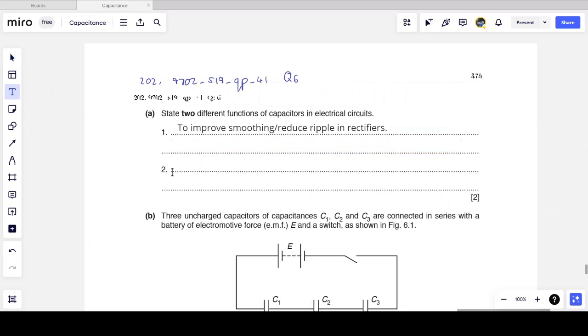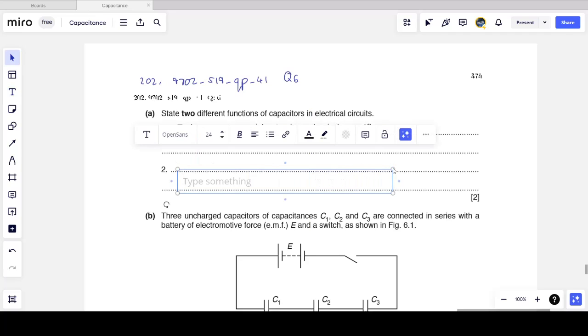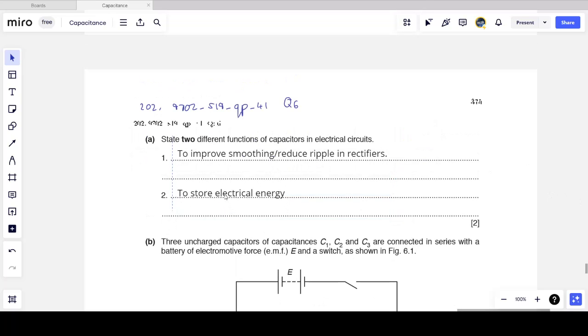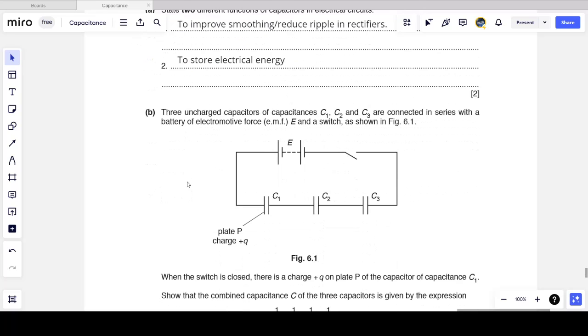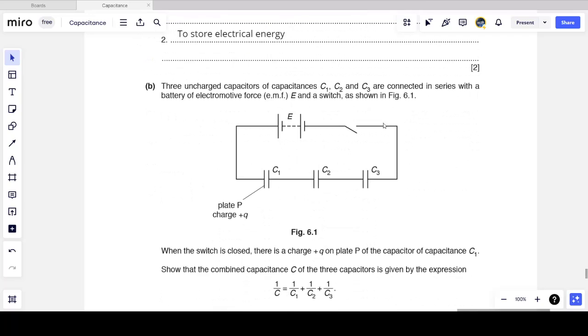And another function of the capacitor will be to store electrical energy, as we do in a battery. So I store electrical energy. Yes, the electrical energy will be released much quicker than it would with a battery, but it still stores the energy. Still can be used for a purpose that a battery could, maybe in some cases, be used for. So very simply, to improve smoothing or reduce ripple in rectifiers and to store electrical energy. Simple, short, but correct.